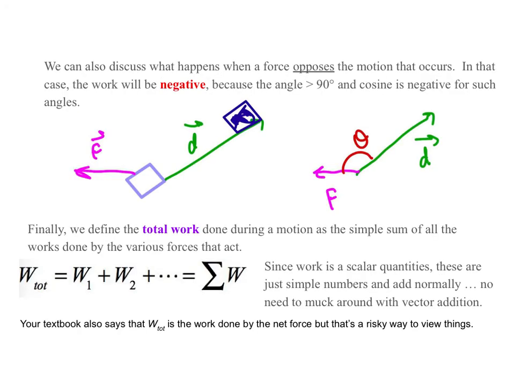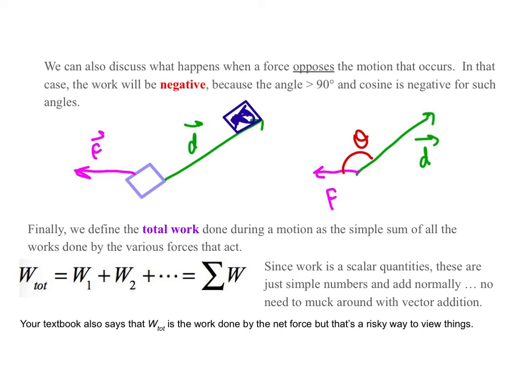We can also discuss what happens when a force opposes the motion that occurs. In such a case, the work will be negative because the angle is more than 90, and so the cosine is negative. Something like this is what we're talking about, where F goes against the thing moving this way, so this force is tending to resist that rather than aid that. And this will come back really important when we do the work-energy theorem in a couple of videos.